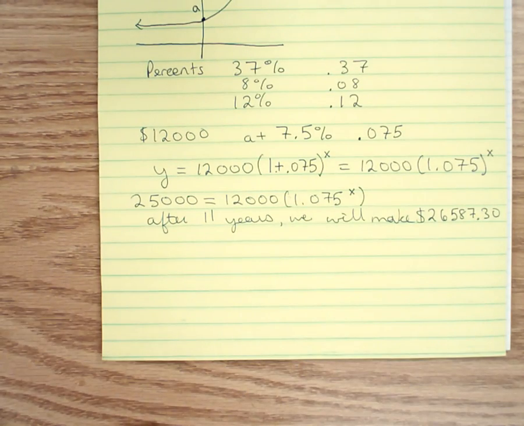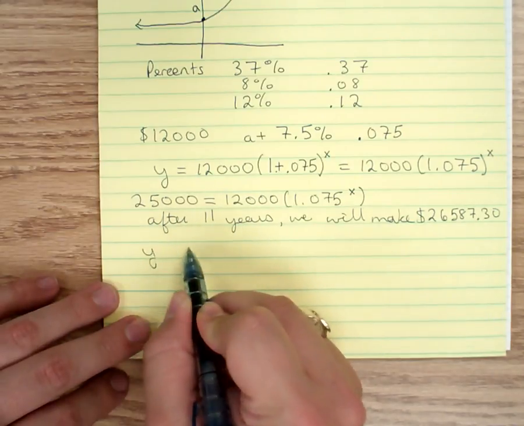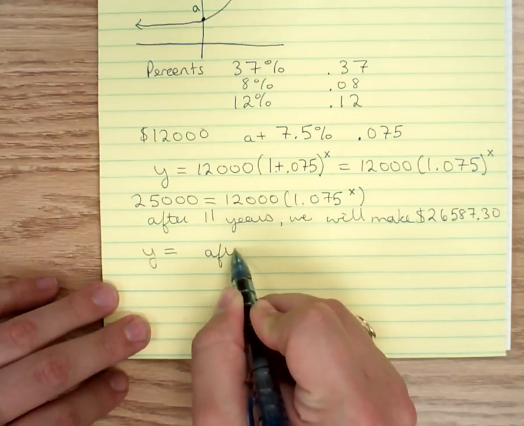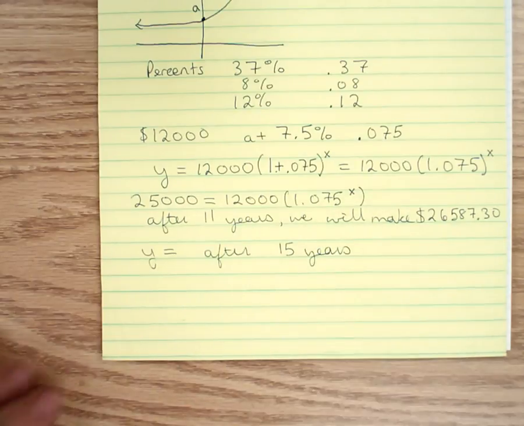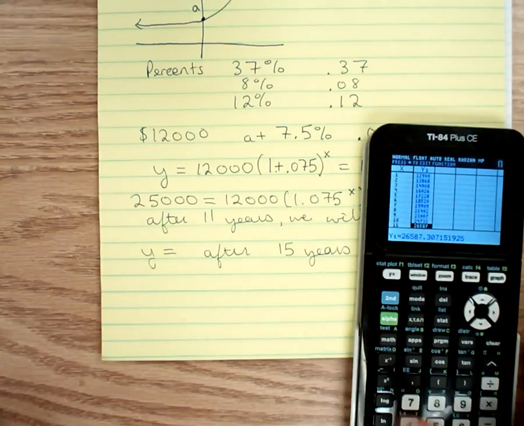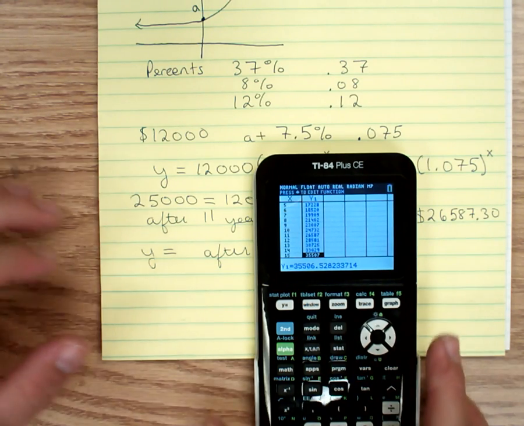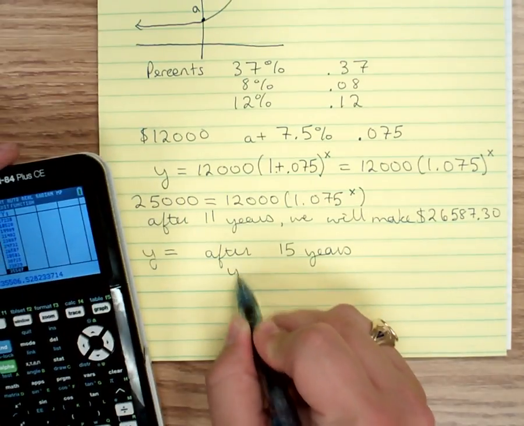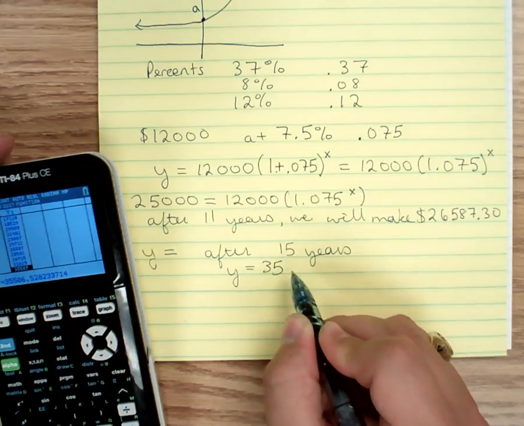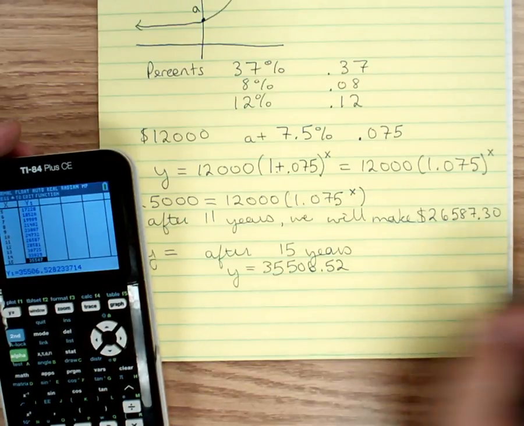Sorry about that. Was too zoomed in. Okay, so what if I want to find out what y equals after 15 years? So what's my investment after 15 years? Go back to the table. So I just arrow down 3, and so that would be 35,000. And so our investment, y would equal $35,506.52.